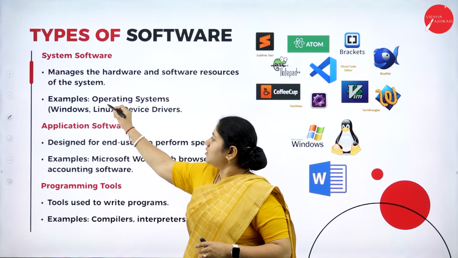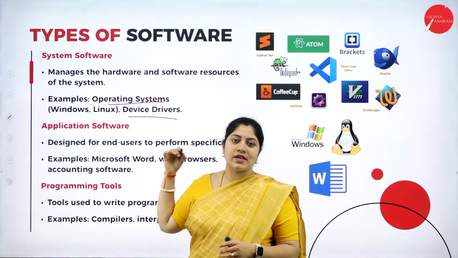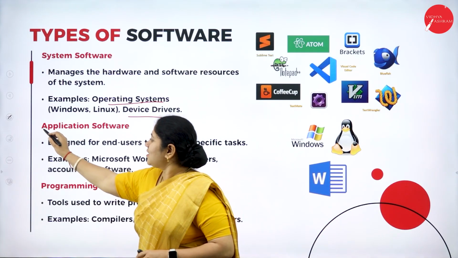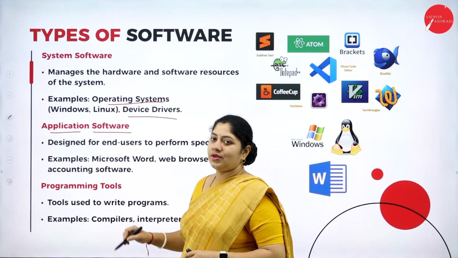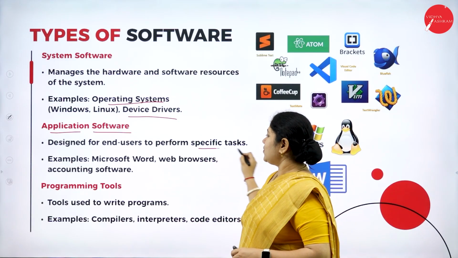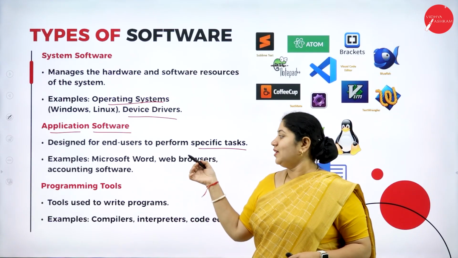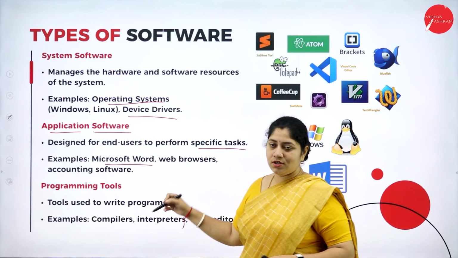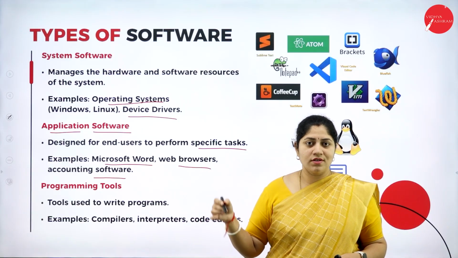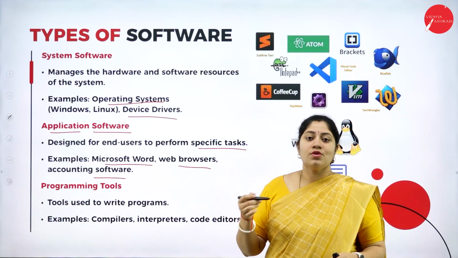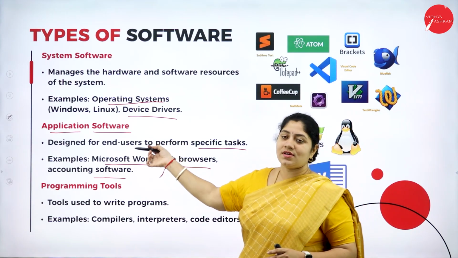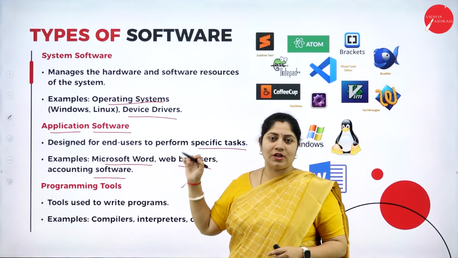And the examples like operating system, device drivers, etc. Up next is the application software. So this is the second type of software which is specifically designed for users to perform specific tasks, like the examples Microsoft Word, web browsers, accounting software, etc. These are specifically designed to complete our applications or our end use. So that is the second type of software, that's application software.